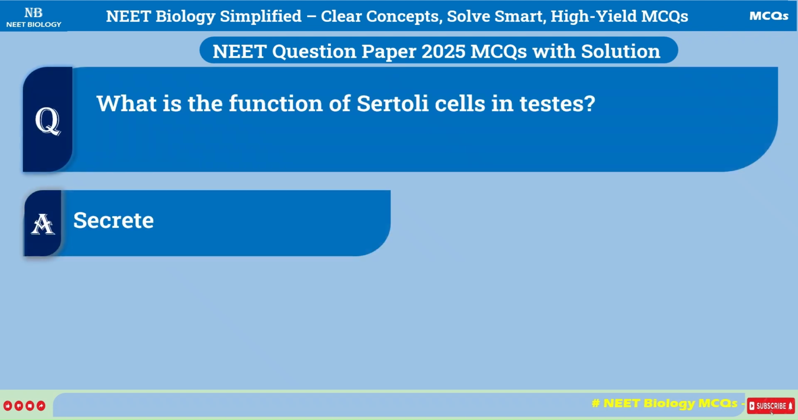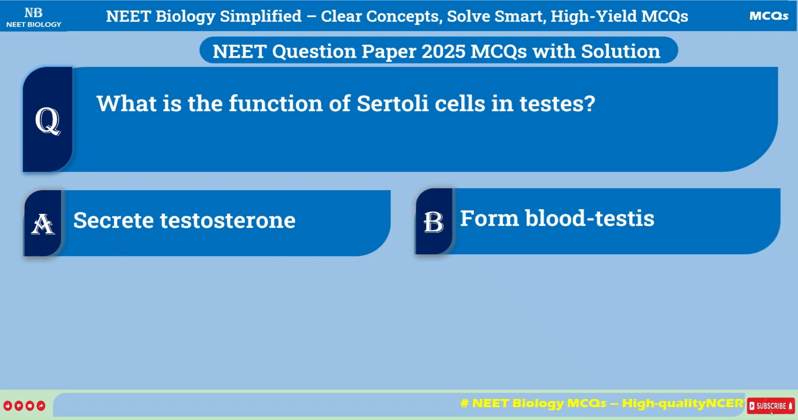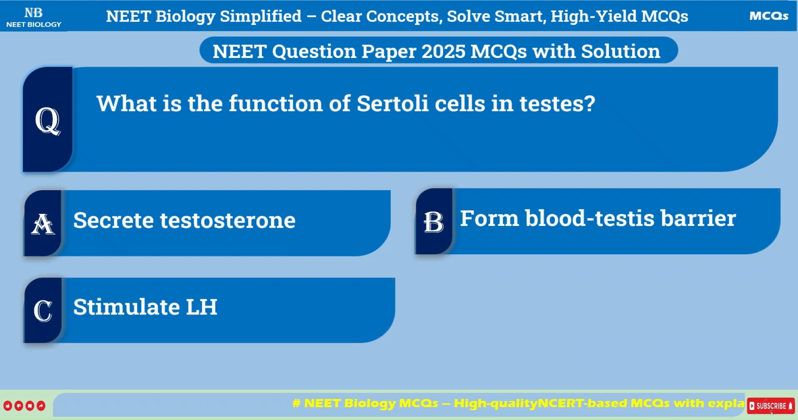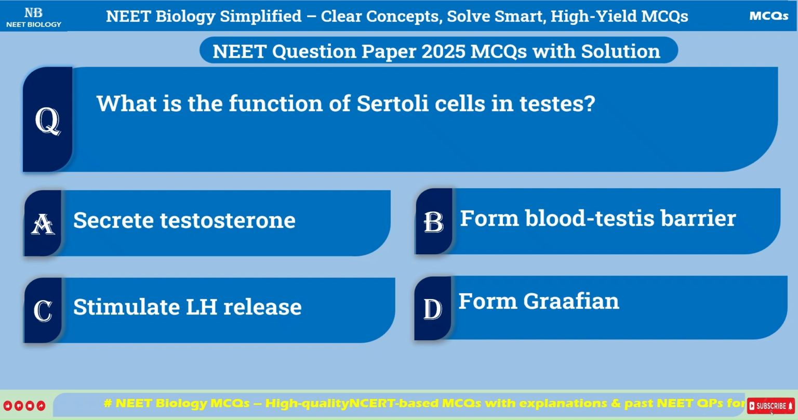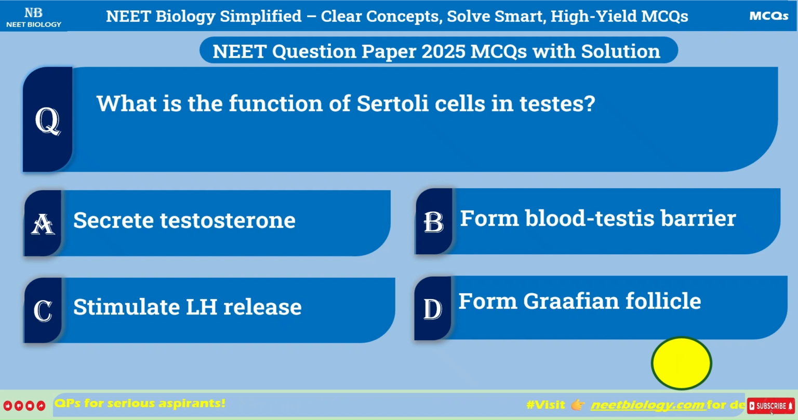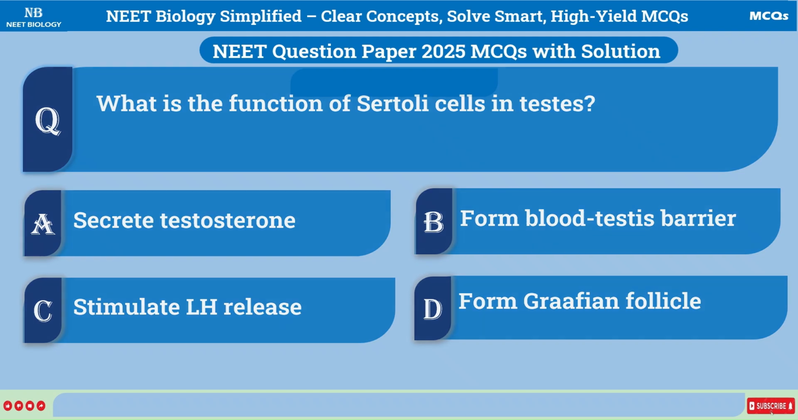A. Secrete testosterone. B. Form blood-testis barrier. C. Stimulate LH release. D. Form Graafian follicle. Correct answer is B. Form blood-testis barrier.